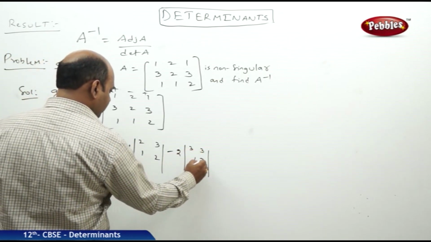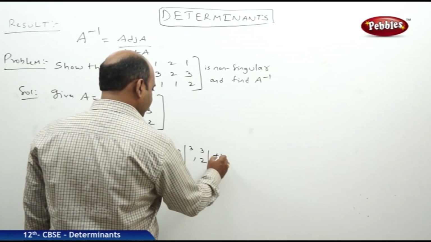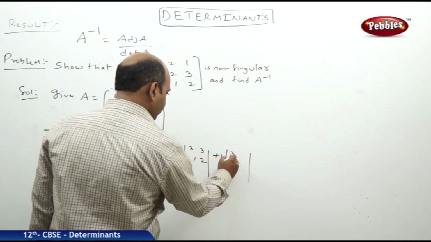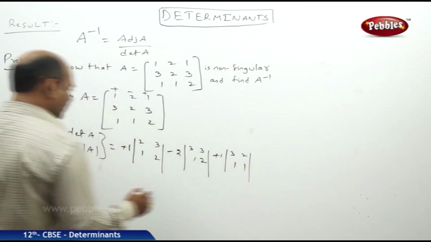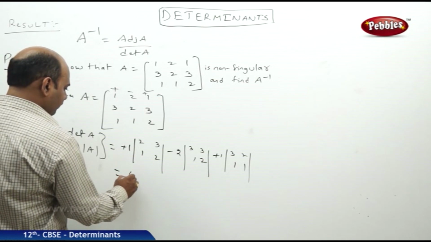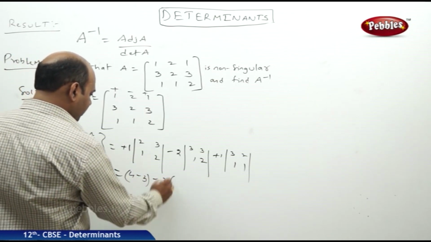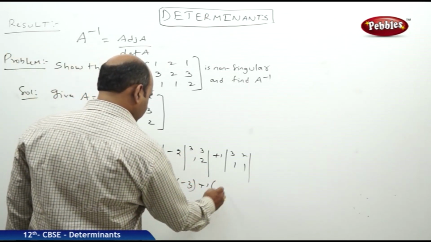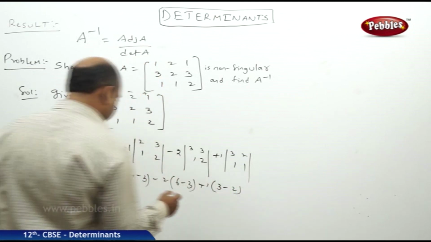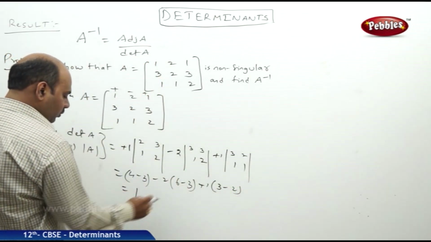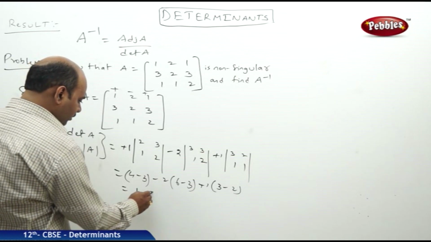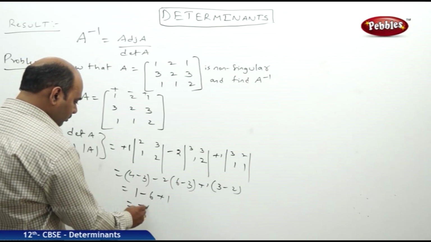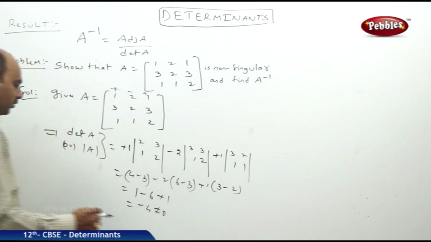So what is that? 3 3 1 2, and later here plus 1 into its minor. Plus 1 into its minor means what happens here? 3 2 1 1. So what happens? That implies 4 minus 3 minus 2 into 6 minus 3, and here plus 1 into 3 minus 2. So 4 minus 3 is 1, 6 minus 3 will be 3, so it will be minus 6, and here 1. So 1 plus 1 is 2, 2 minus 6 is 4, minus 4 is not equal to 0.